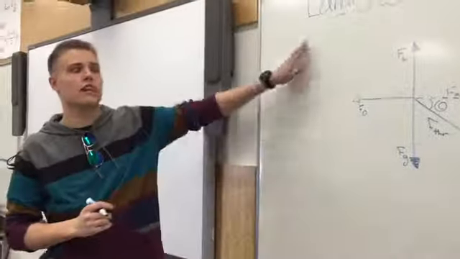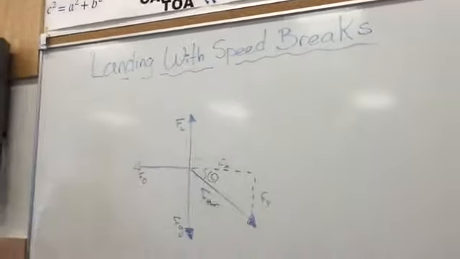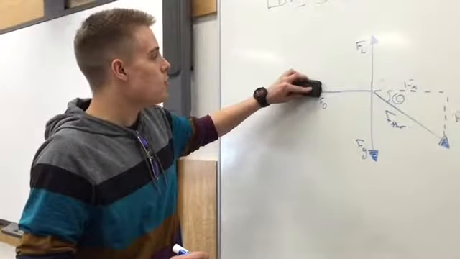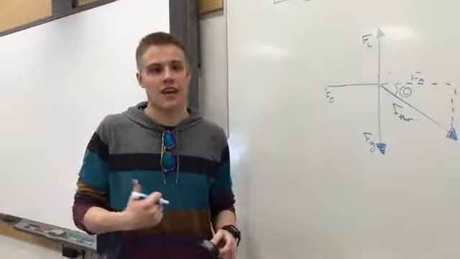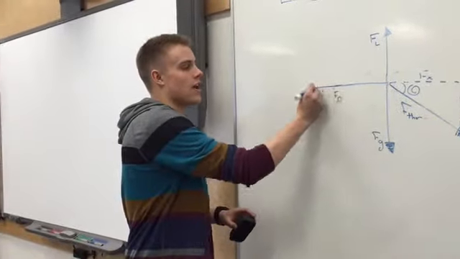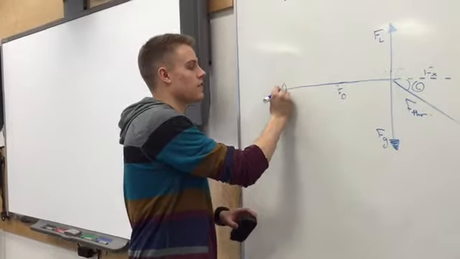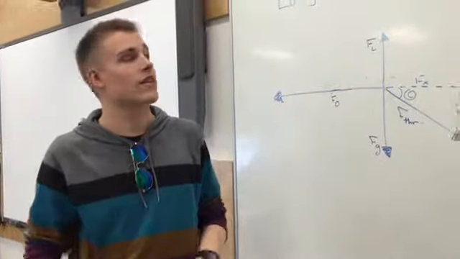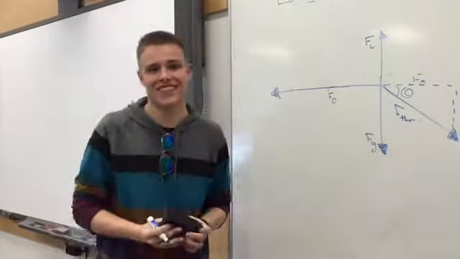Now we're going to look at how landing with speed brakes affects our lovely little vector diagram here. When we pull the speed brakes out of the wing there, our drag increases sufficient enough amounts to slow our plane down, and that's why they're called speed brakes.